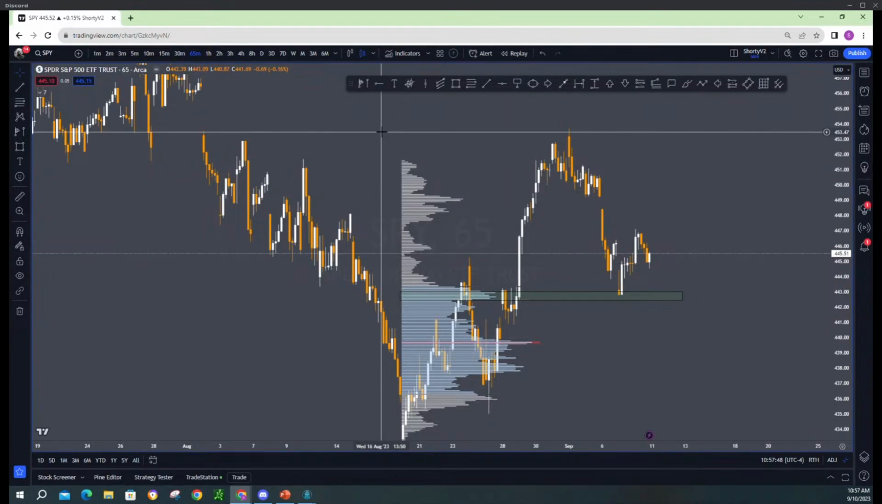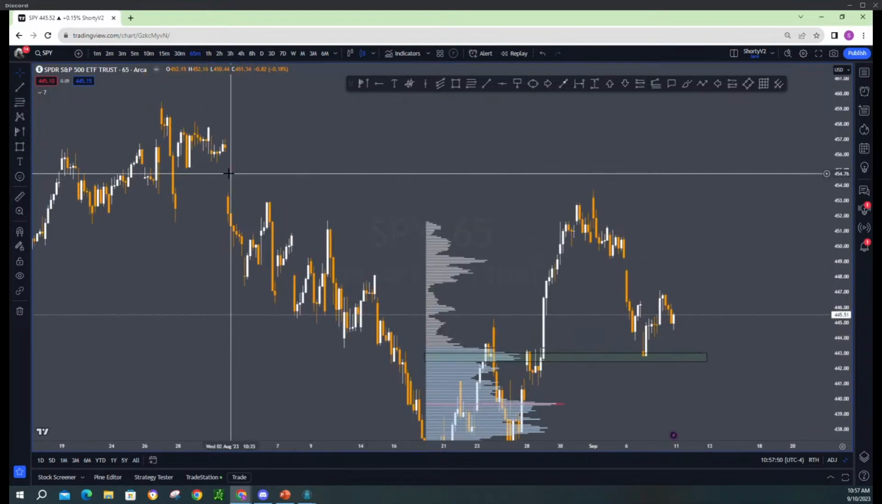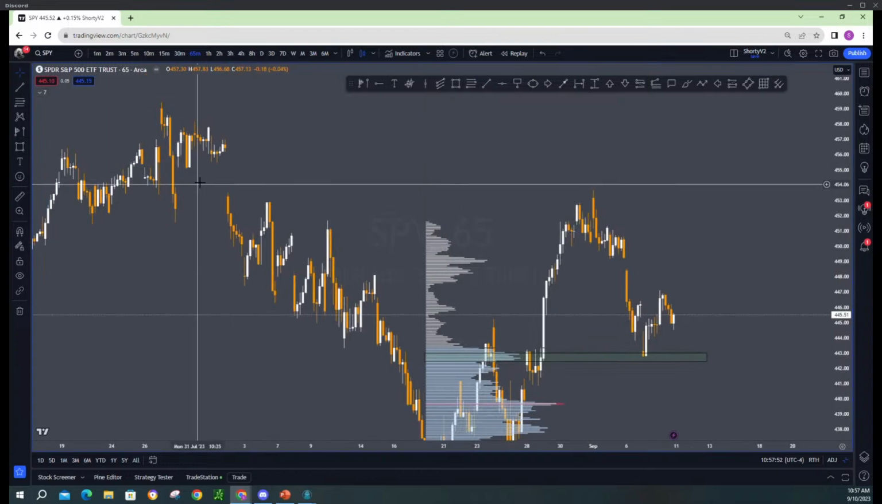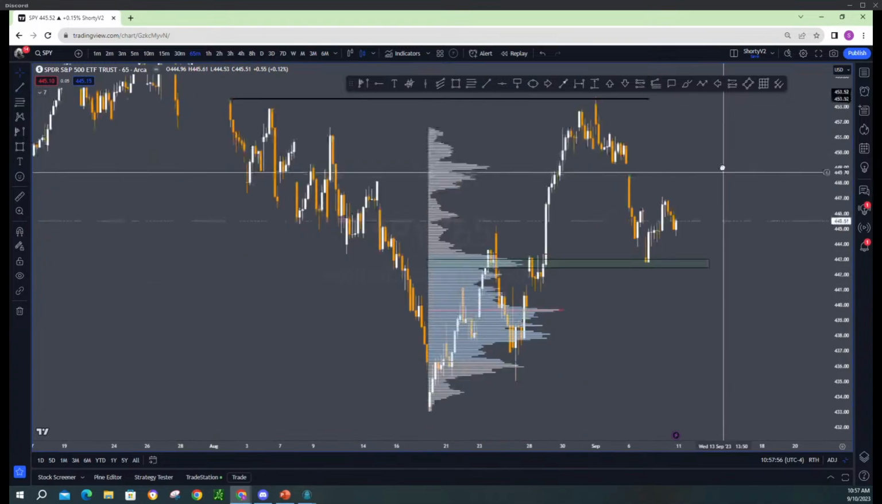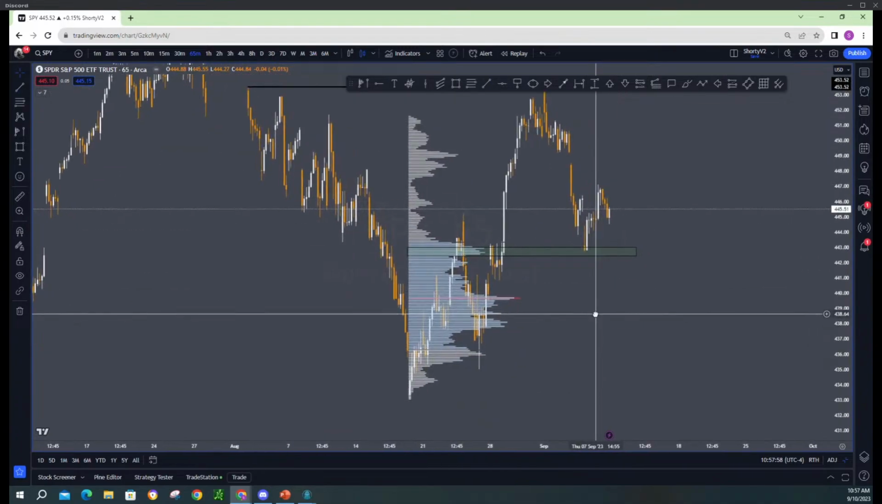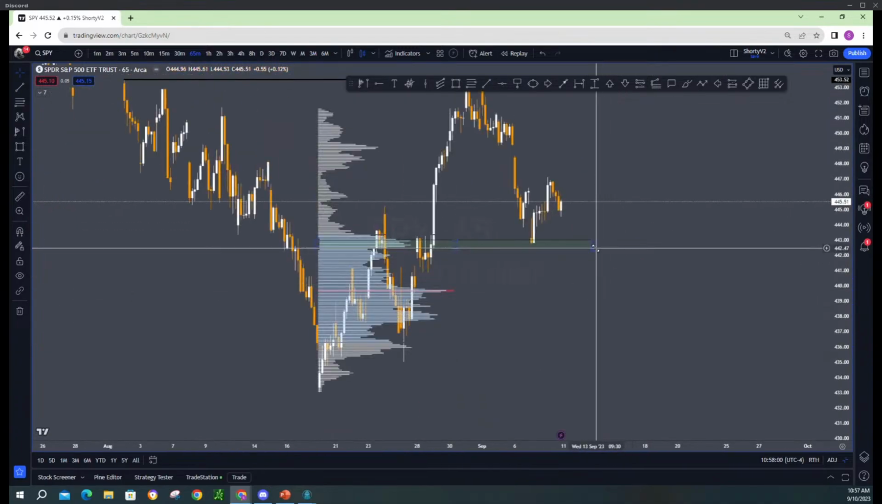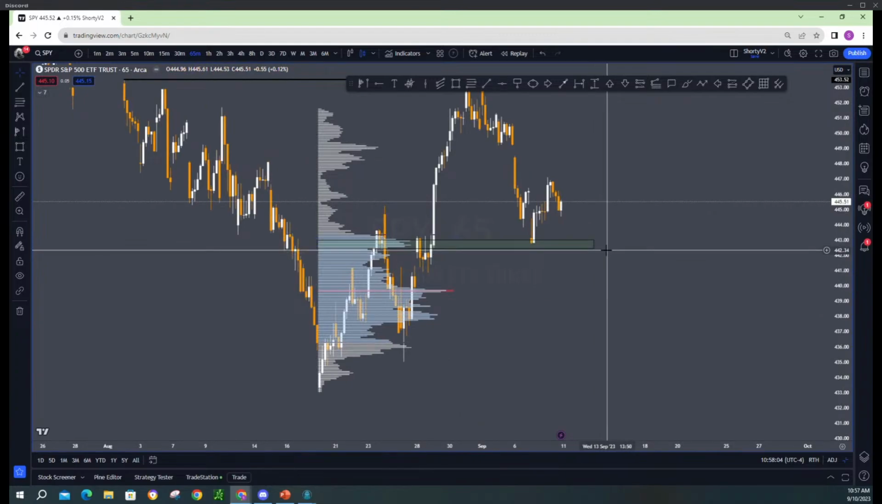You did. And then you basically came to the gap that you had here and you filled it. Right? I mean, you didn't fill it. I'm sorry. You just tapped it, cleared it, swept the liquidity, and now you're here. So now, let's say you lose this tomorrow at 442. Where do you go?